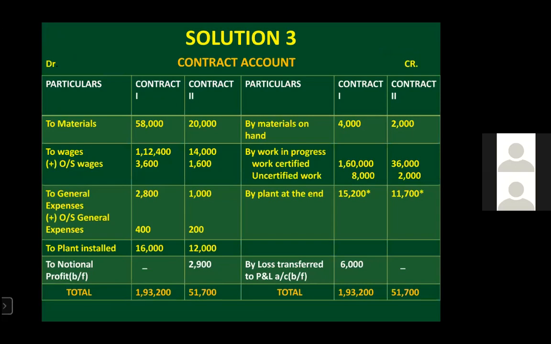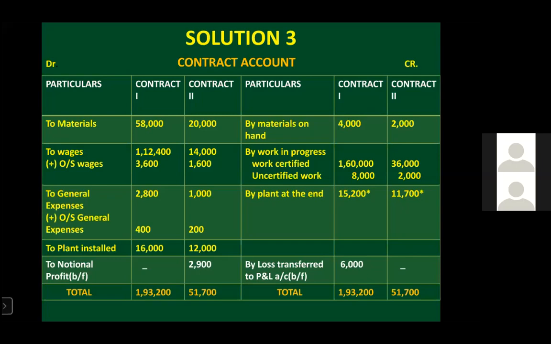So 16,000 minus 800. What is the value of the plant at the end for contract one? 15,200. Likewise, we calculate the depreciation. Once you calculate the value of the plant at the end by considering the depreciation, look at the dates. You must be very careful. Look at the dates of the starting of the contract and the date the contract ends. Based on that only we will be able to calculate the depreciation. So under contract one, that is 16,000 minus 800, 15,200.